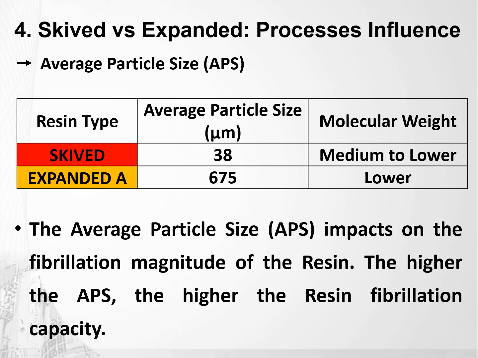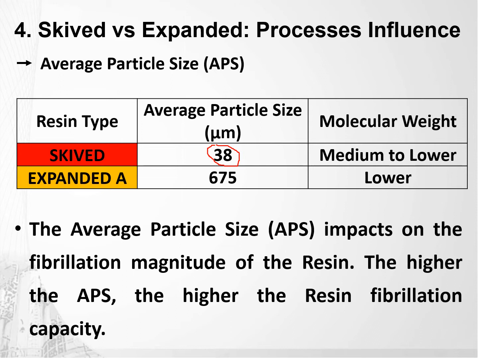Besides the difference in the process itself, which we already saw, the type of resin used in the processes is also different. Skived PTFE commonly uses granular PTFE, while expanded uses fine powder. The differences in the raw materials can be seen in the table below. In this particular example, even though both resins have somewhat similar molecular weights, the average particle size of the skived resin is around 5% of that used in the expanded process.